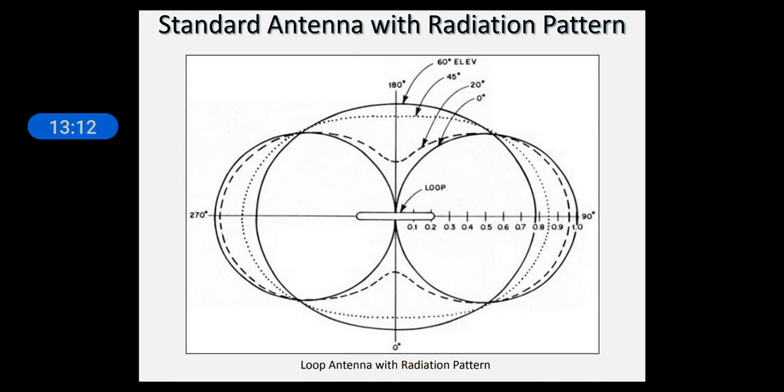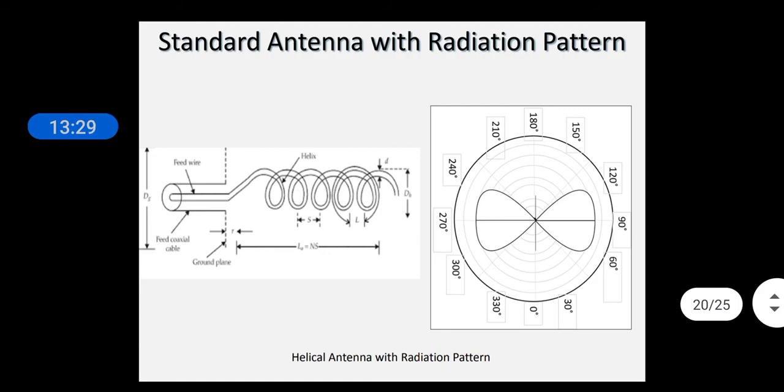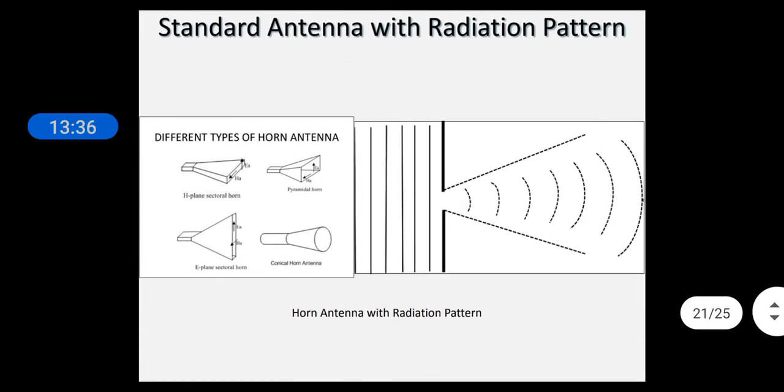This is the loop antenna and its radiation pattern at different elevations. When we put it in the horizontal direction, then the radiation pattern is in the shape of 8, and at the angle of 60-degree elevation it becomes circular radiation. This is a helical antenna and its radiation pattern. It is also a bidirectional antenna. This is the horn antenna with its radiation pattern. It's also a unidirectional antenna in a single direction and with very good directivity.